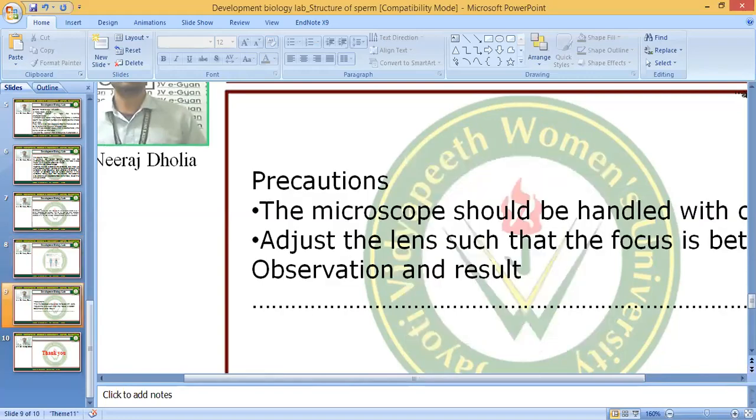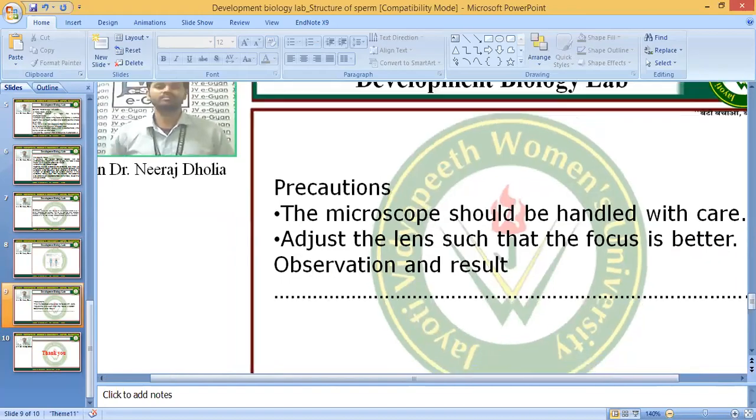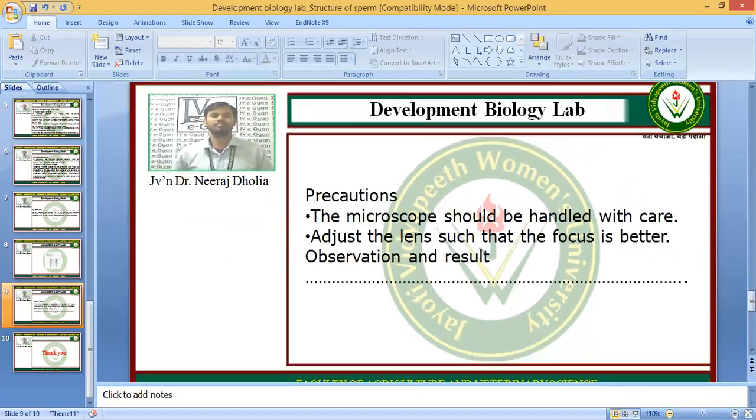As precautions for performing this experiment, the microscope should be handled with care because it is very, very delicate, and adjust the lenses such that the focus is better. In the observation and results, you will write what you have observed under the microscope, and in the result you can put the images you take with the help of the digital microscope.